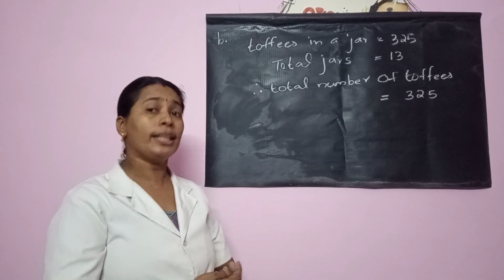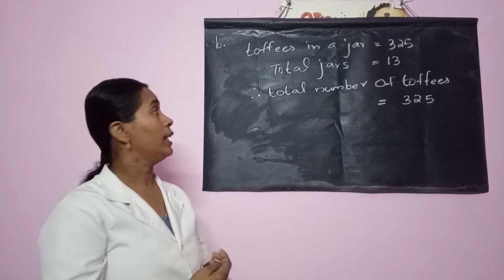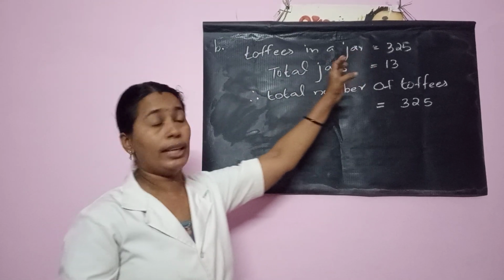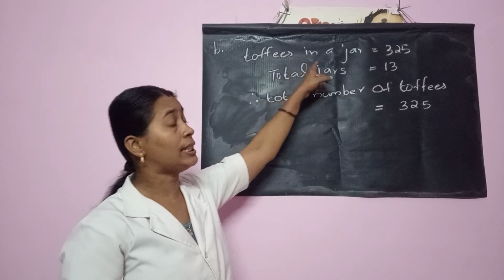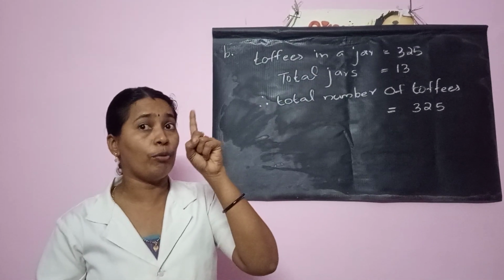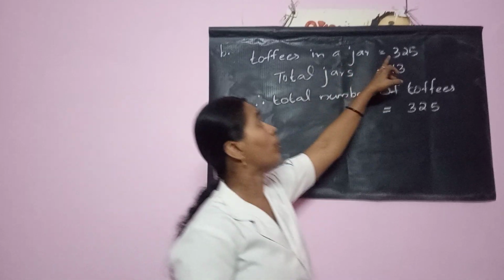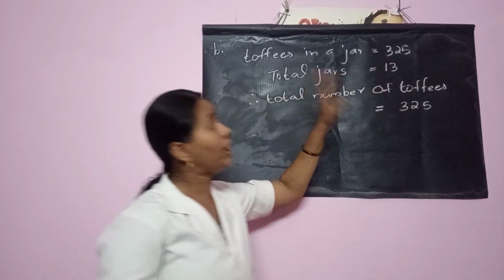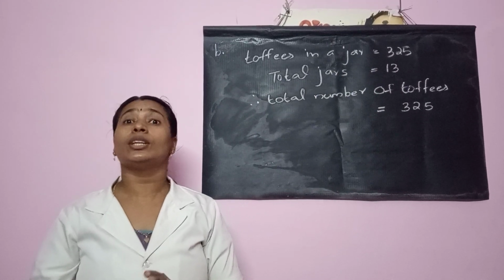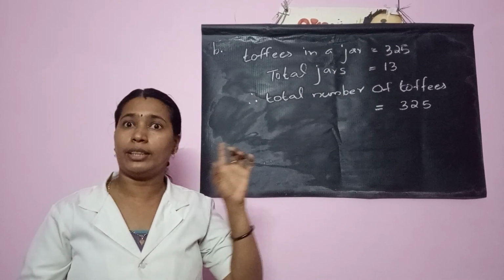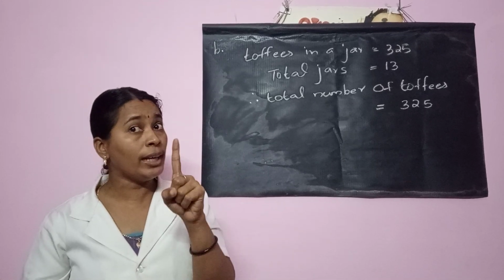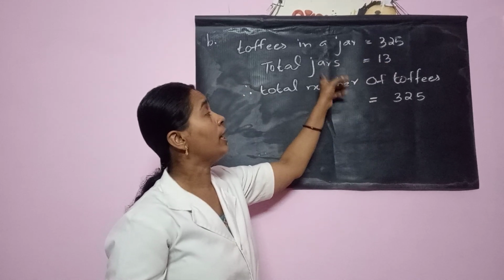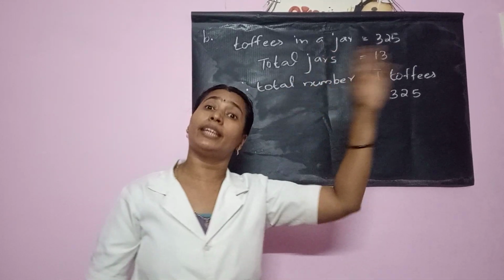Okay. So in this question, what they told you is, when you consider the jars, we can see the number of toffees in one jar. Number of toffees in one jar equal to how much? 325. And how many jars are there in total? 13 jars are there. One jar having 325 toffees. So how do you calculate the number of toffees in 13 jars?